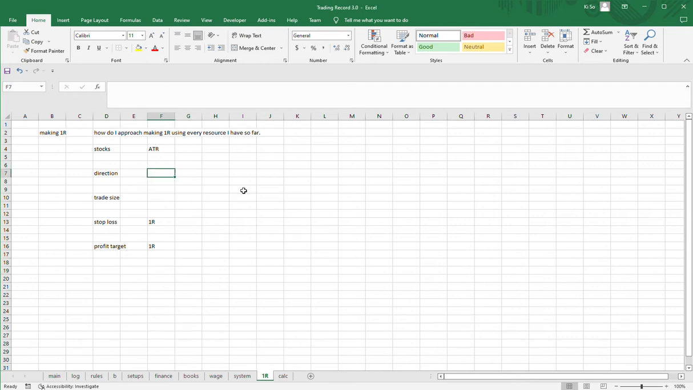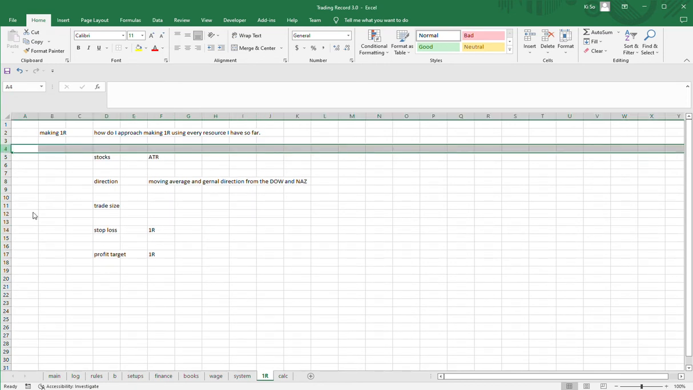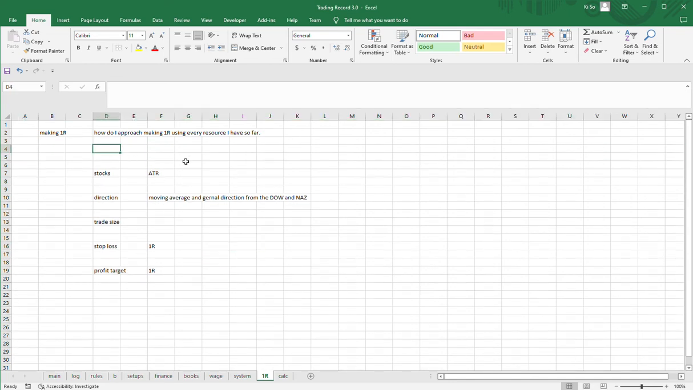The direction is going to be chosen based on the moving average, and general direction from the Dow and NAS. So based on this, it is going to be a trend. What kind of trade will I make? I'm going to make a trend trade. I'm going to make it as simple as possible. The type of trade is essentially going to be a trend trade.